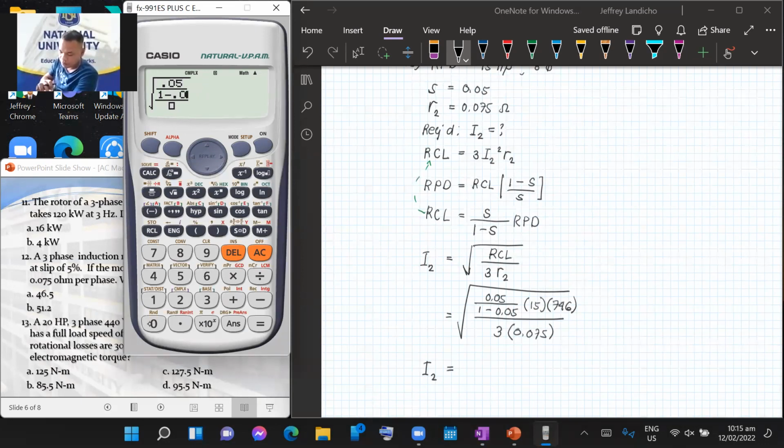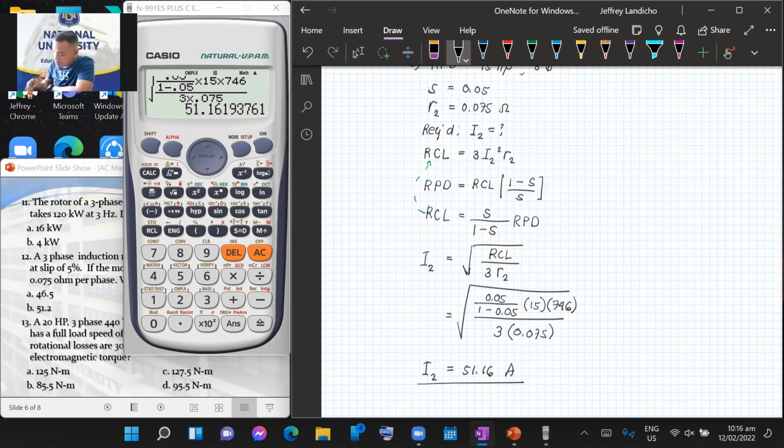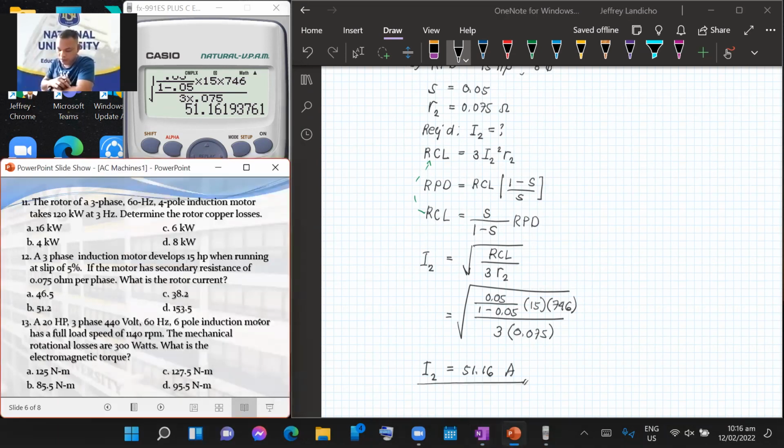And we can check. 0.05 over 1 minus 0.05 times 15 times 746 to make it watts, divided by 3 times 0.075. Equal 51.16 ampere. That should be our answer. 51.16, 51.2 will do. So the answer will be valid. Okay, ako ba? Any question regarding problem number 12, no?